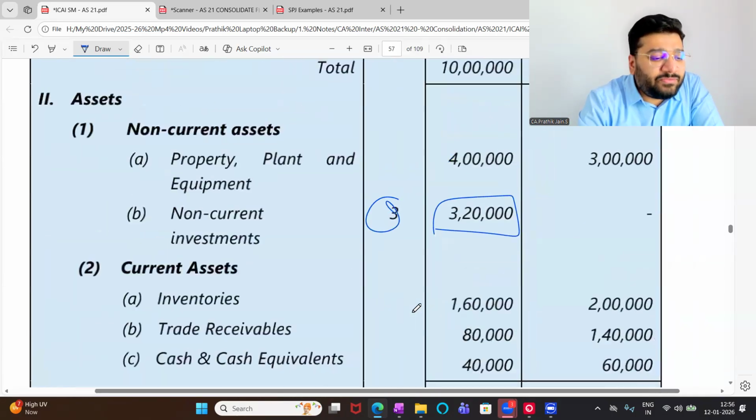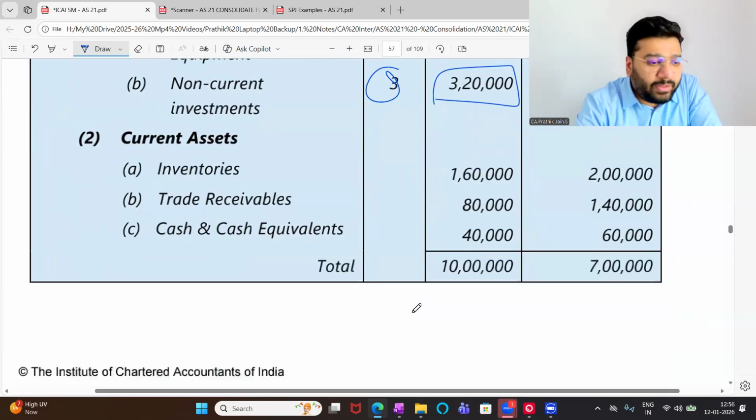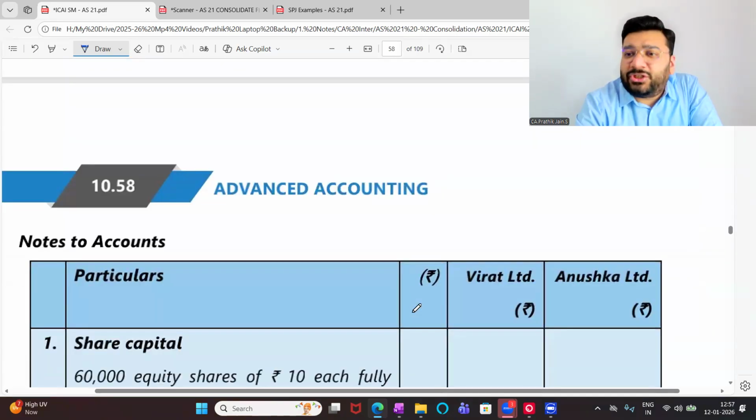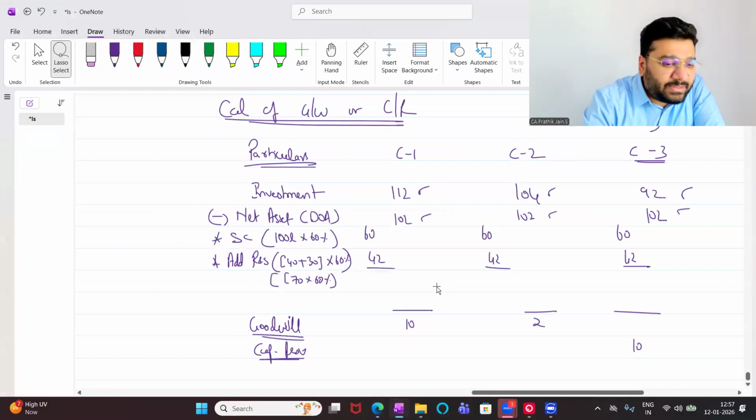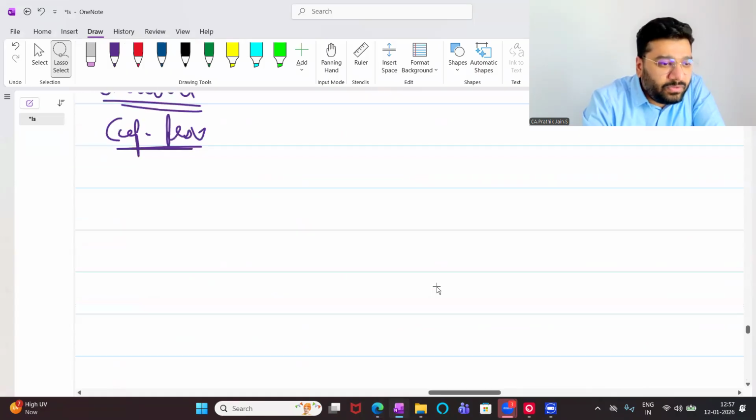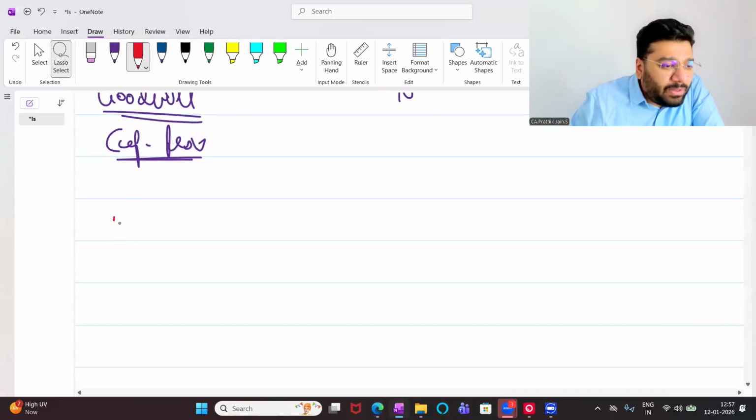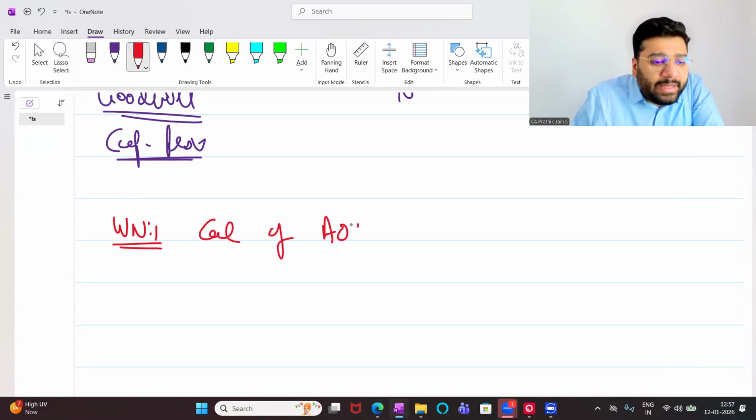Coming back, inventories, trade receivables, cash and cash equivalents. So far, so good, no problem. Before we do the consolidated balance sheet, what are we supposed to do? The four working notes. Can we start? Let's start. First working note, people. Working Note number 1: calculation of reserves and surplus of the holding limited, of Anushka Limited, the subsidiary.